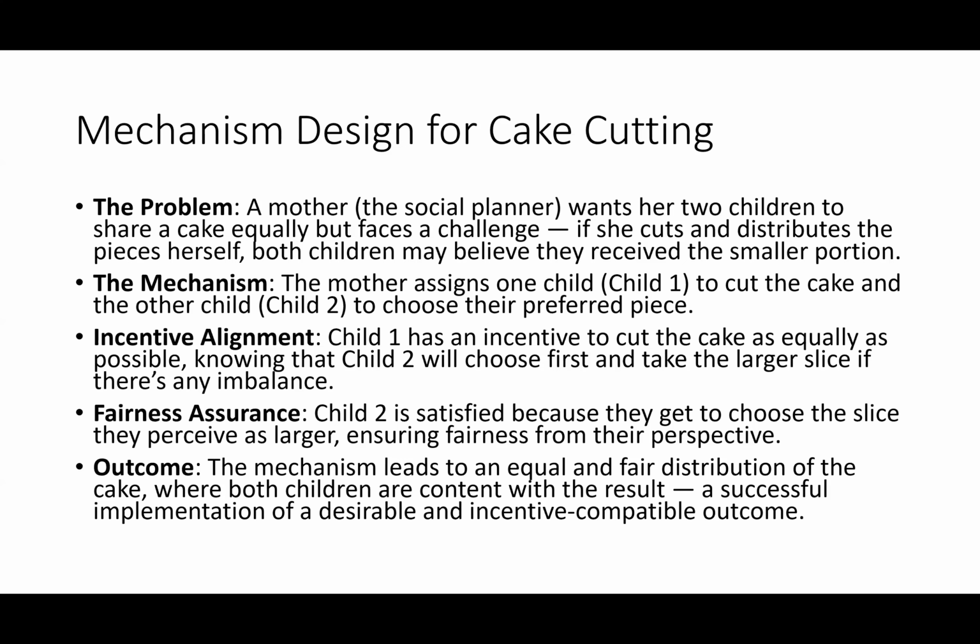Then we have what we call the fairness assurance. At the end of the day, the second child, though the person was second, got to choose first. So she knows that she had picked the best cake or the best slice. So let's look at the outcome. We say that the mechanism leads to an equal and fair distribution of the cake where both children are content with the results.